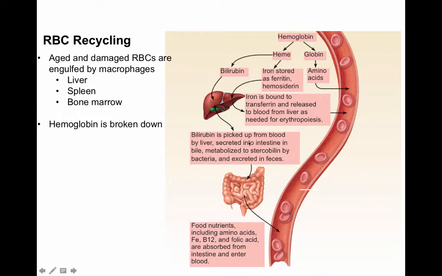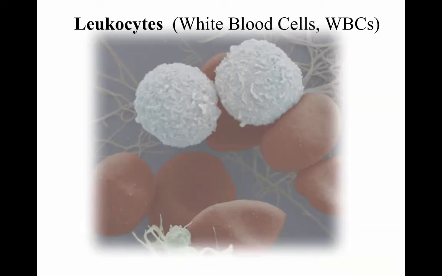Bilirubin is picked up from the blood by the liver, secreted into the intestine in bile, and metabolized to stercobilin by bacteria and excreted in feces, giving the feces their brown color. Then food nutrients, including amino acids, iron, B12, and folic acid, are absorbed from the intestine and enter the blood.